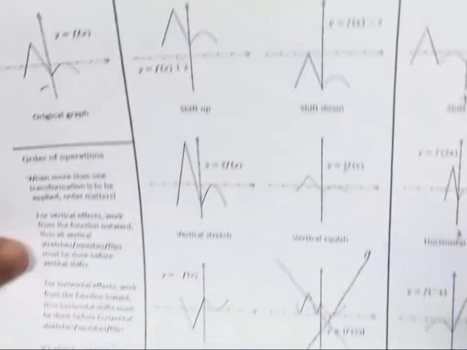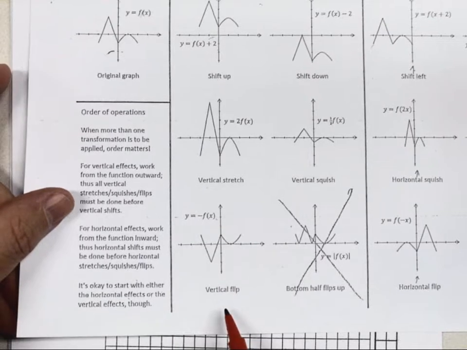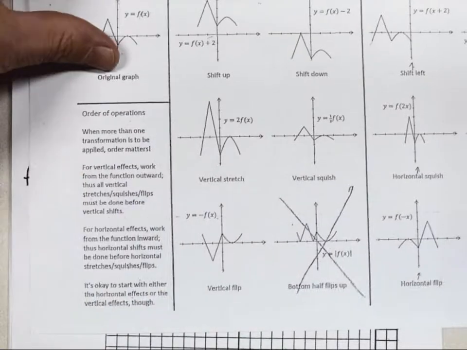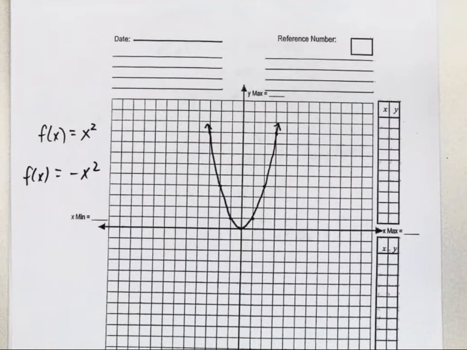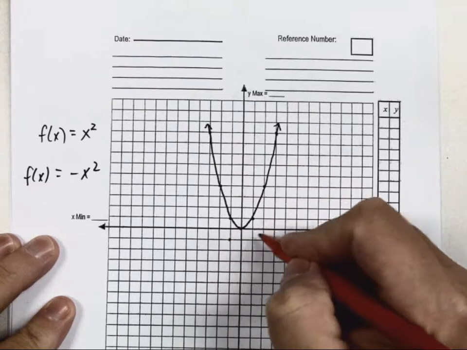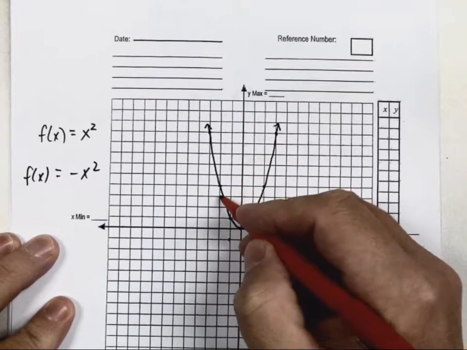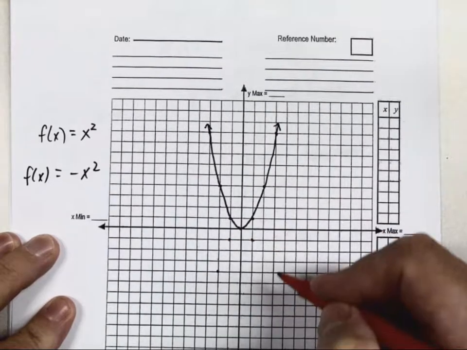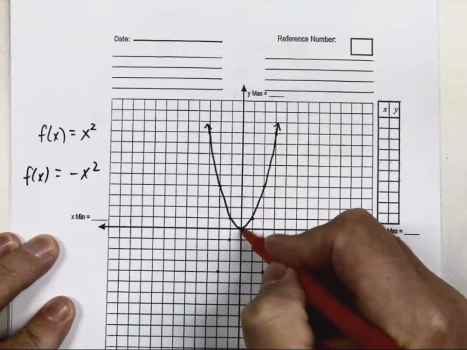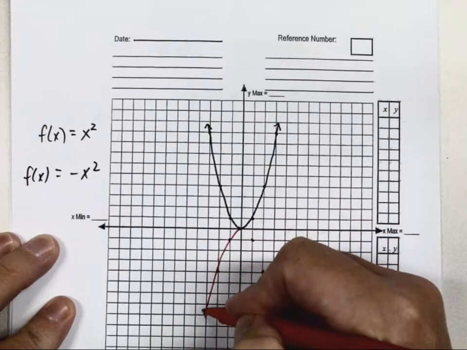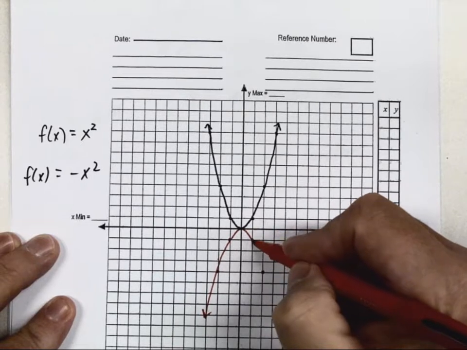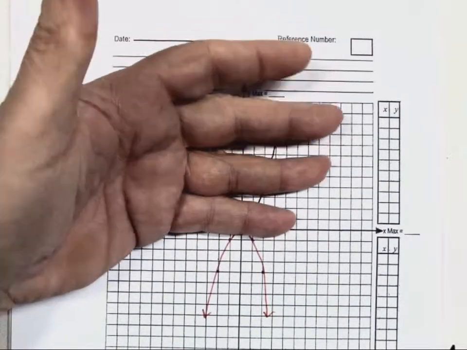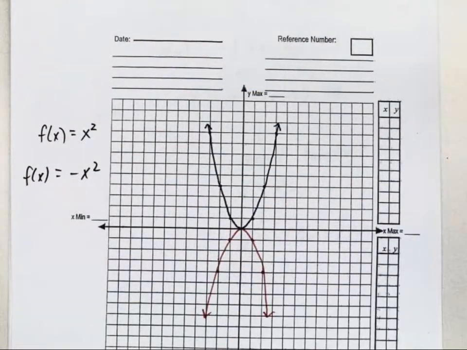Now look at my cheat sheet. We add a negative outside the function. They say it is a vertical flip, which means it just rotates around the x-axis. In this case, I think you can look at something like this. It's almost like it's a mirror image where if you take this graph and just fold it over, it would look like this.